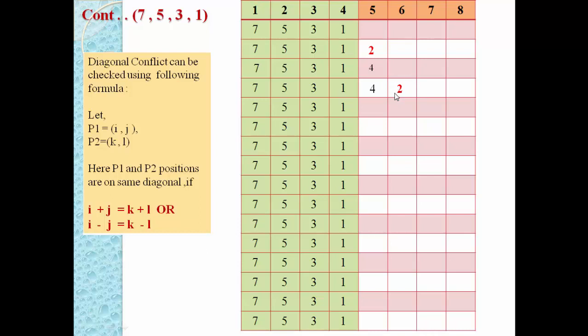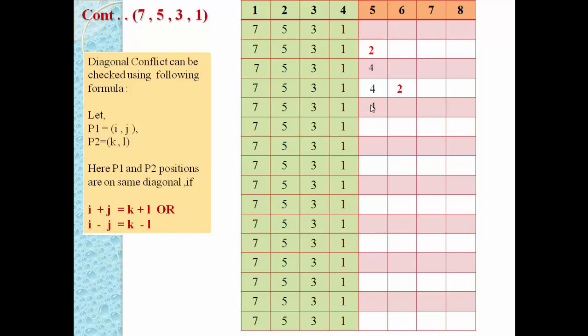We need to check another possibility. So 4 stays as it is, because it is a correct solution, and we need to change this value. We can change to another value. In place of 2 we can use, for example, 3. No, we cannot use 3 because 3 is already occupied.